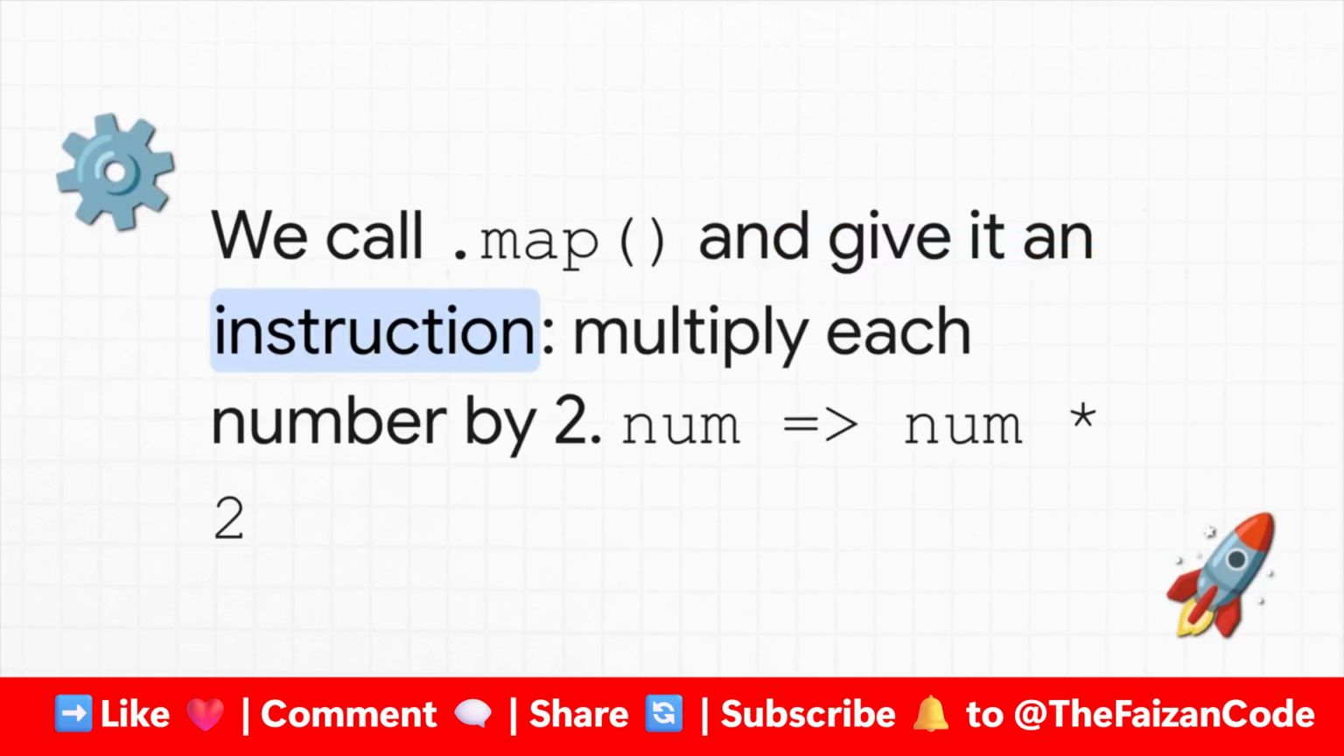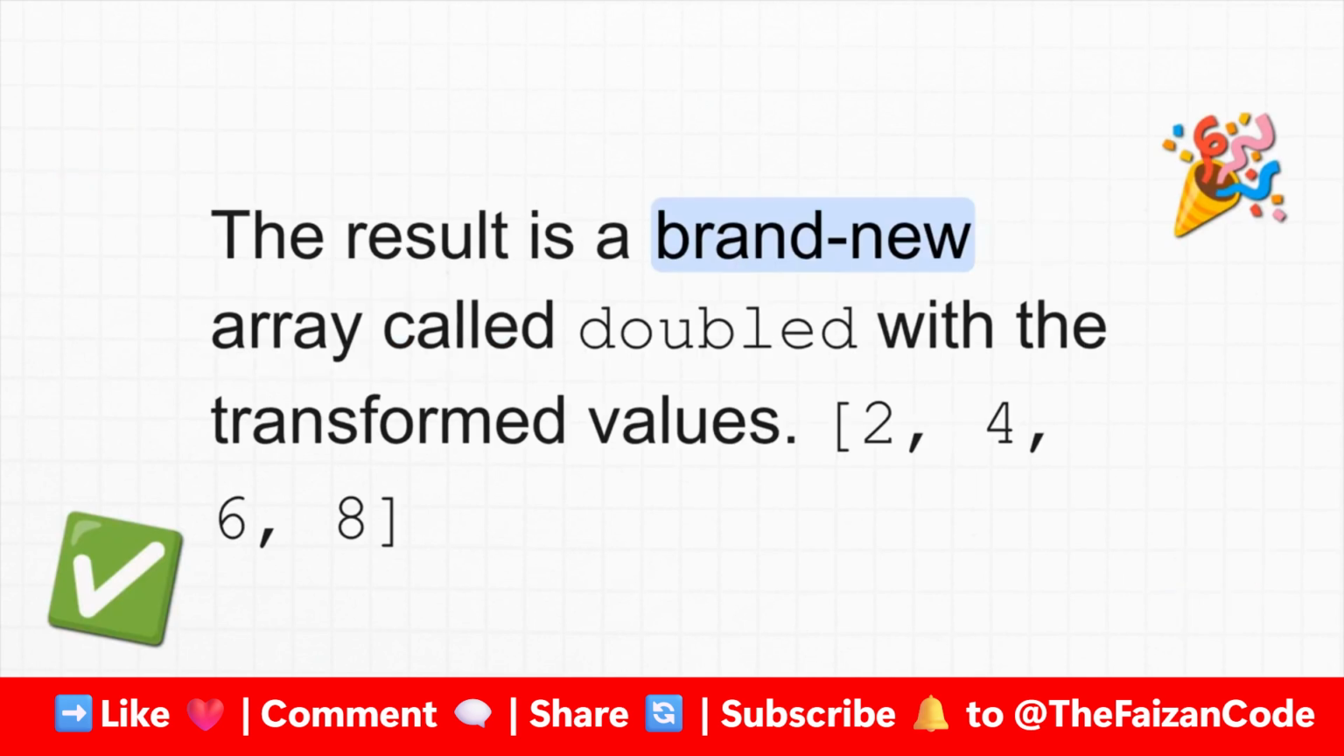And now for the magic. We call .map right on our numbers array. And inside the parentheses, we pass it our instruction. This little arrow function right here is our rule for the factory. It basically says, for every item, let's call it num for short, just return that number multiplied by 2. So map is going to take that rule and apply it to 1, then to 2, then 3, and finally 4. And voila! Check out our result.